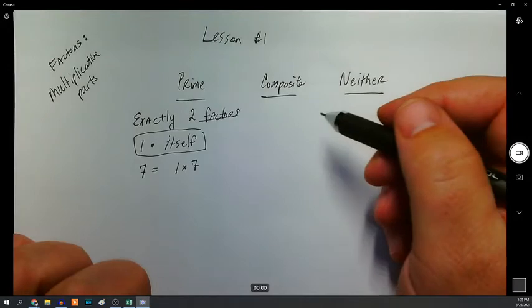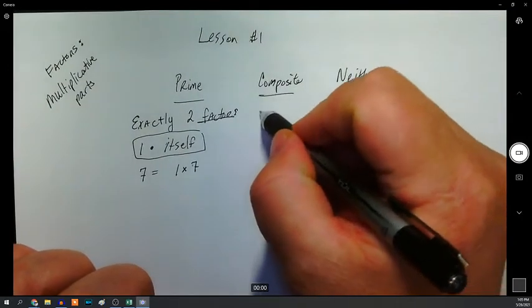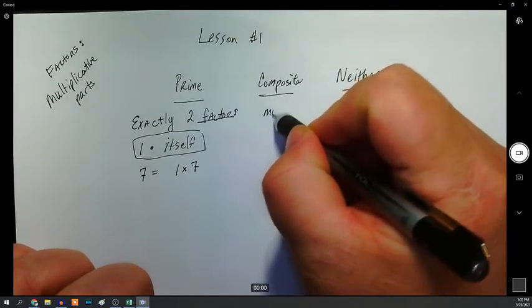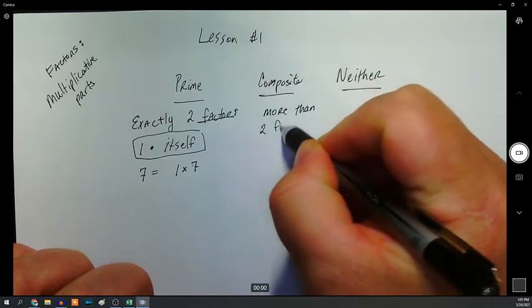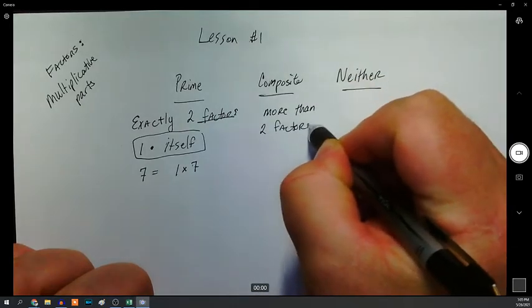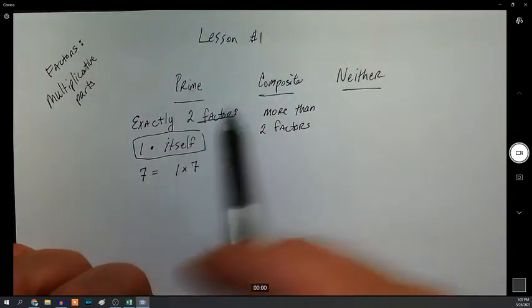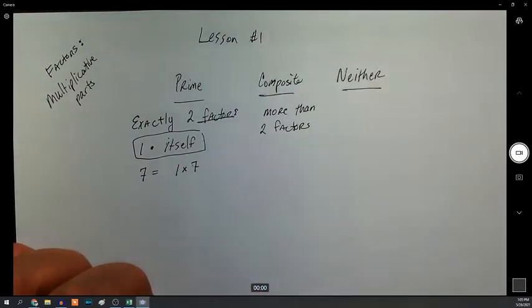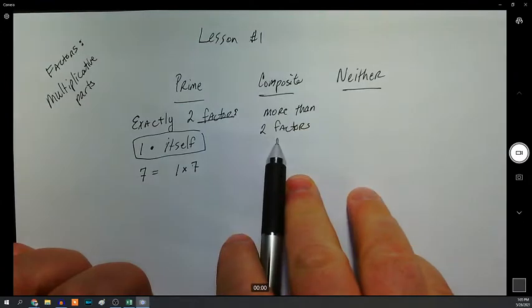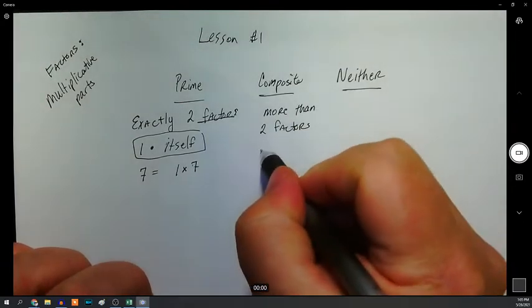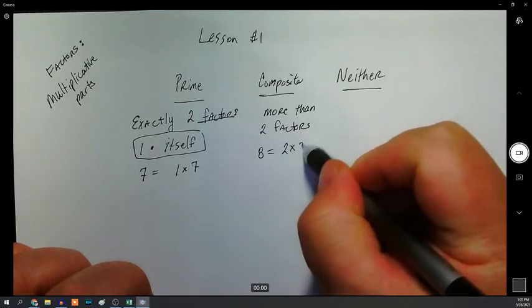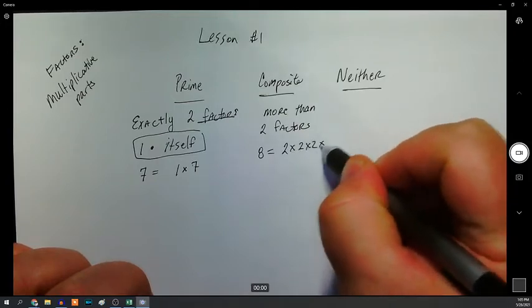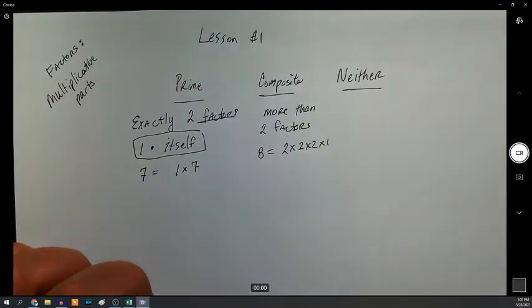Now, composite means, here's the official definition of composite: it has more than two factors. So this is where it gets a little tricky. Just because it's not prime doesn't mean that it would be composite, because to be composite it has to have more than two factors. Let's see an example of that. 8 is composite because it has 1, 2, and then of course 4 times 2, right? So it obviously has more than two factors, so it's composite.